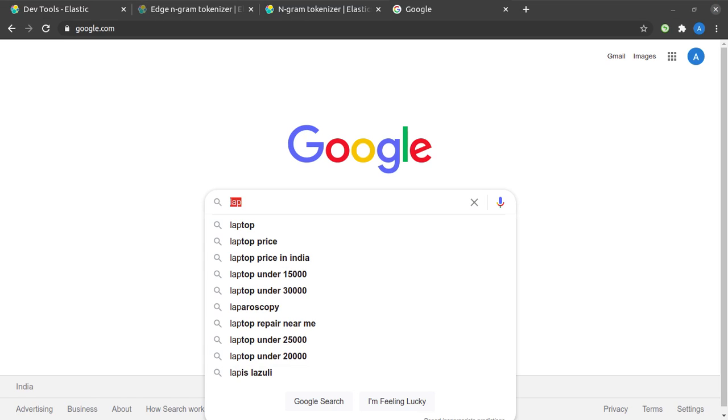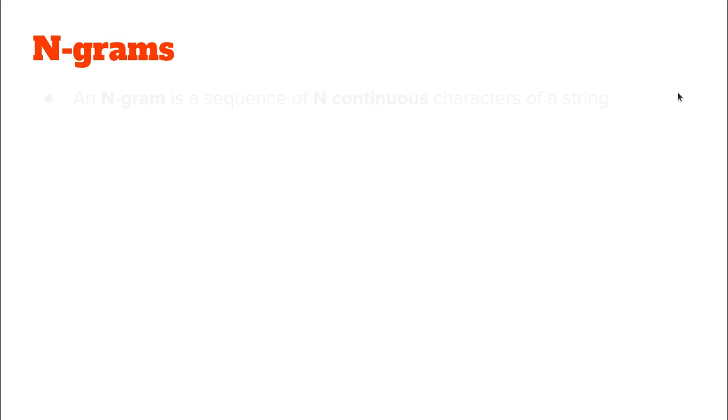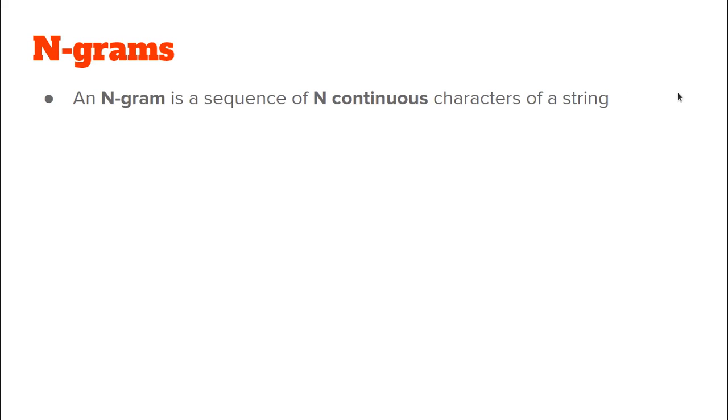Now, what is the point of all of this discussion? The point is that the same effect can be achieved by us in Elasticsearch by making use of what are known as ngrams. So let us now try to see what ngrams are. An ngram is basically a sequence of n continuous characters of a string. Let us have a look at an example.